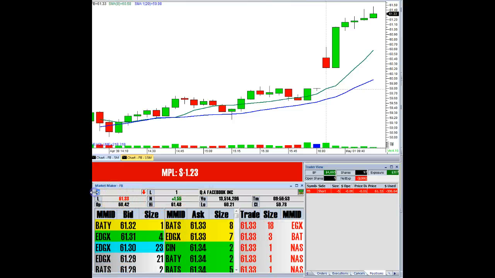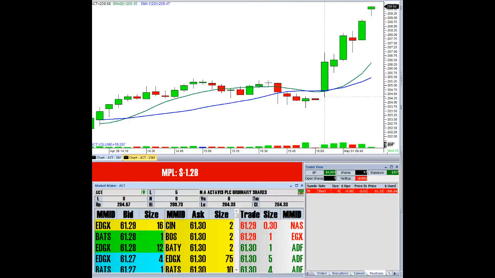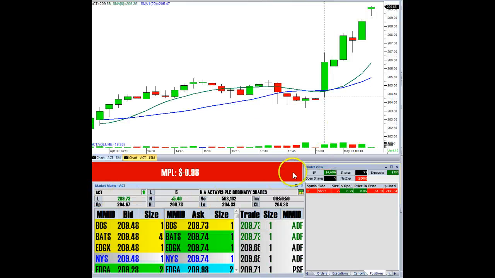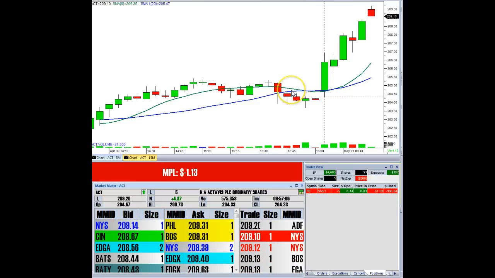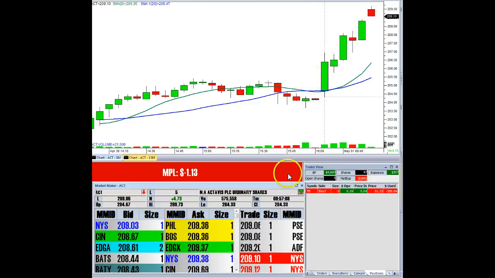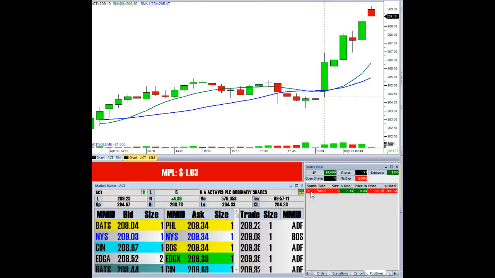Let's take a look at another chart. So this is a stock called ACT. I bought this one in my IRA yesterday at 204 at the end of the day, so that's up $5 today. Granted, I only have 30 shares, but you know what? Hey, it's nice to see it going your way, right?